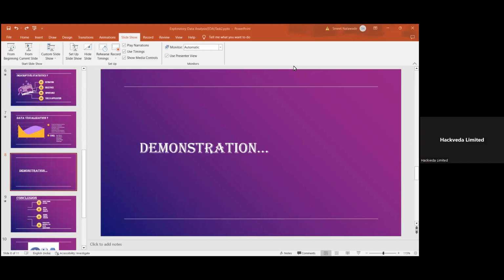Sorry to disturb you in between, but nothing is visible. Only the demonstration screen is visible. Okay, sorry. Actually, I was showing the Jupyter notebook. Is it not visible? No, it's not. Just give me a second.